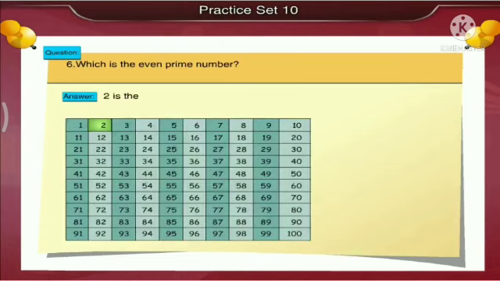Clear, student? Now sixth question, that is which is the even prime number. So which is the even prime number, student? 2 is the only even prime number.